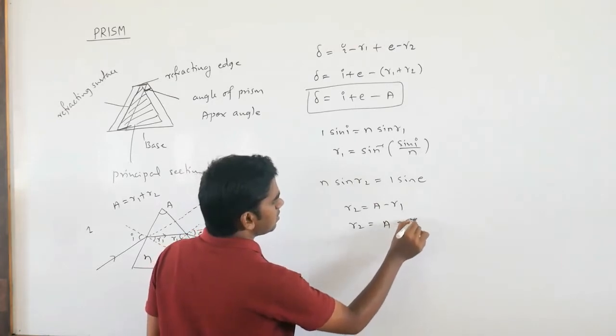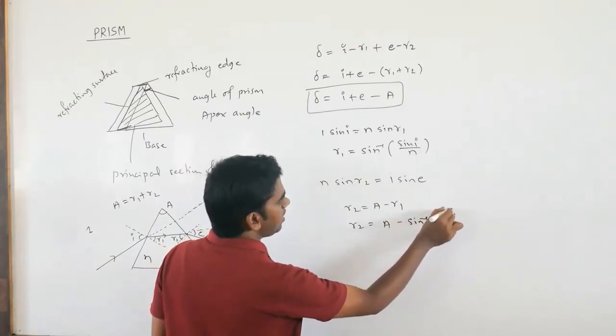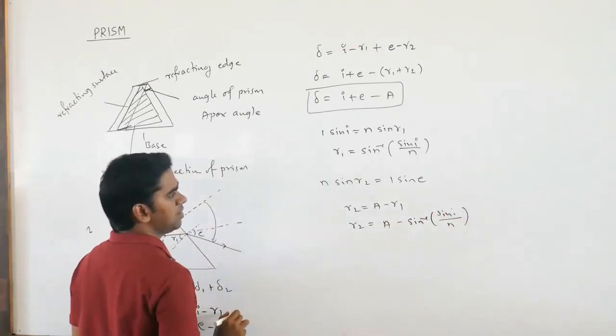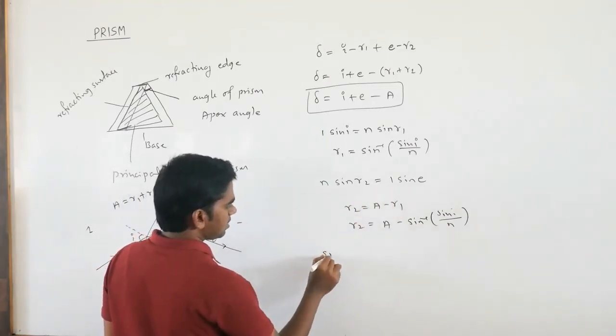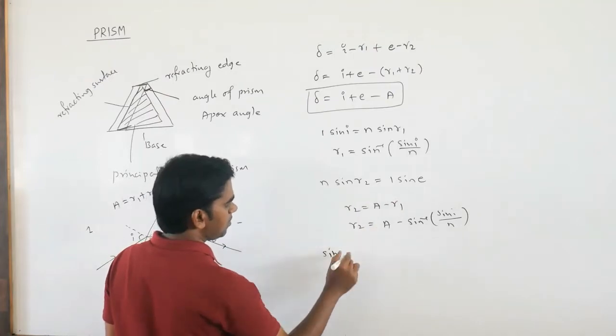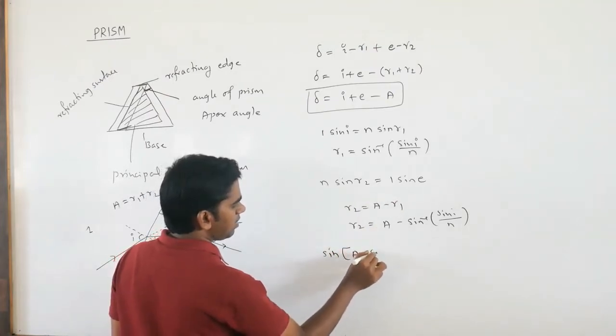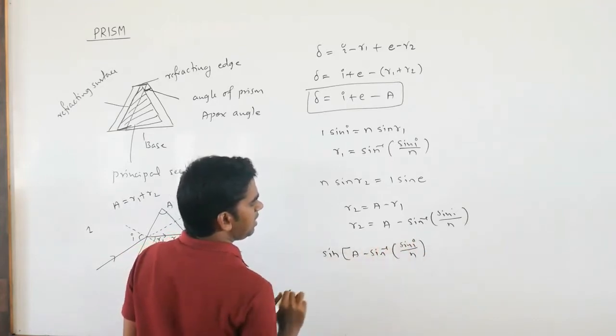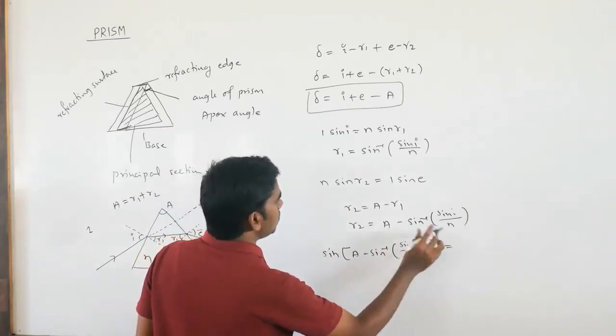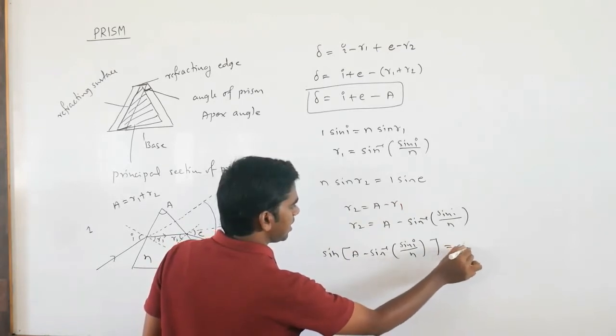R1 is sin inverse of sin I divided by N. Okay, so now you can apply over here. What you can write? Sin of, what is R2? R2 is A minus sin inverse of sin I divided by N, equals 1 sin E. That is, you can write it as sin E.